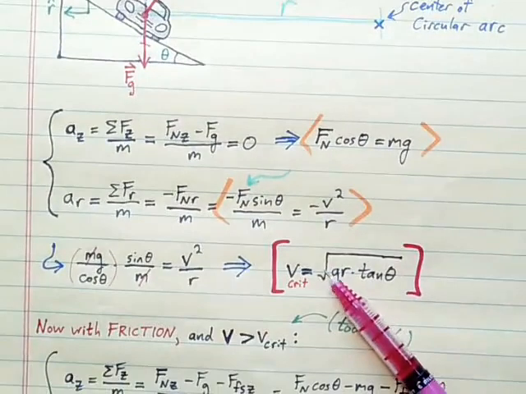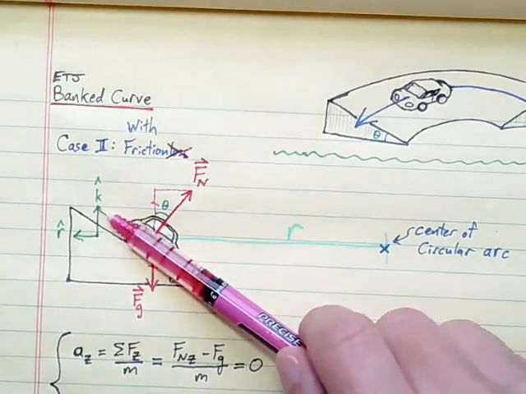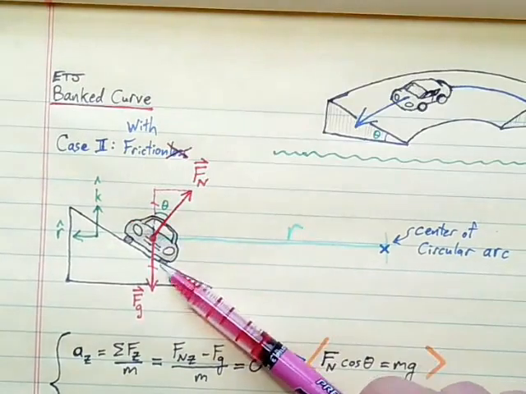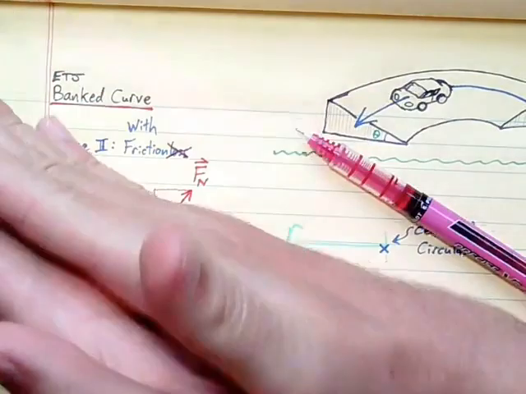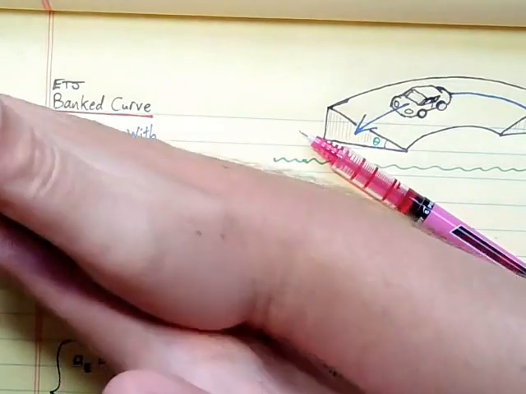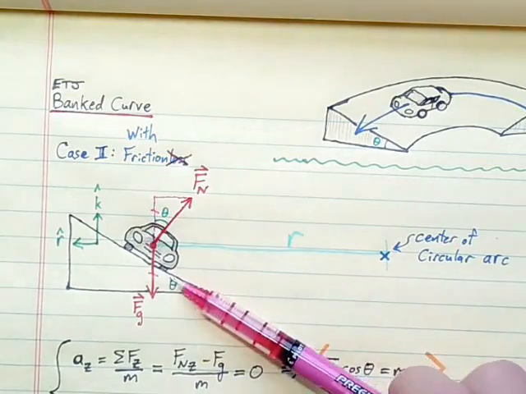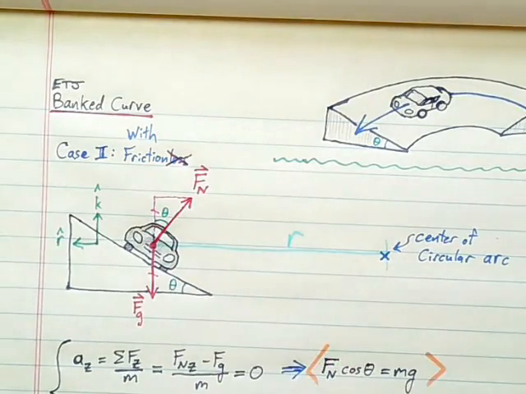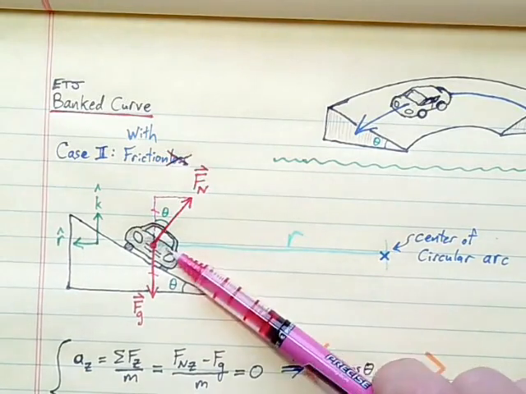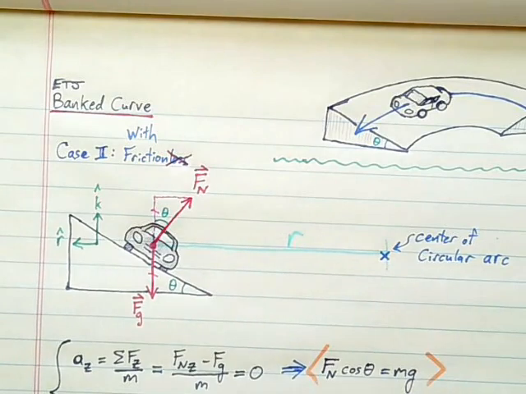go faster than this, the car will tend to slide up the ramp and friction will appear to oppose that slippage. Friction between your tires and the road will appear to oppose the slippage of your tires up the ramp as you take that turn going too fast. So it'll be static friction, that traction between your tires and the road. So if the tendency of the car is to slide up the road because you're going too fast, then friction will show up to oppose that.